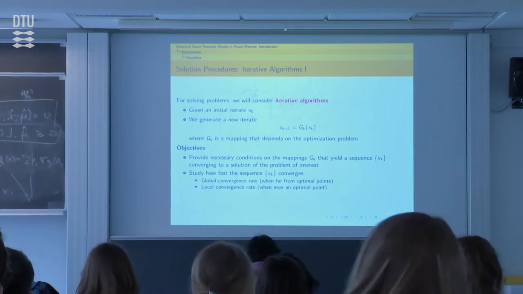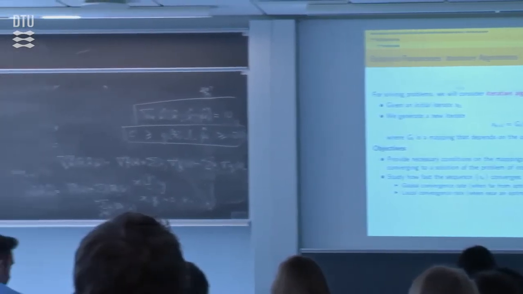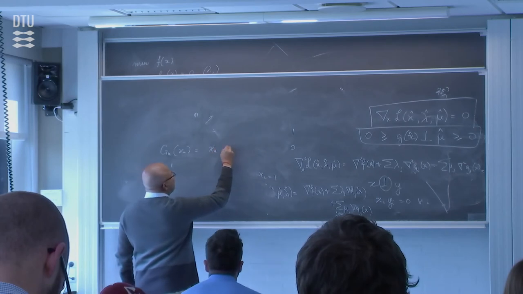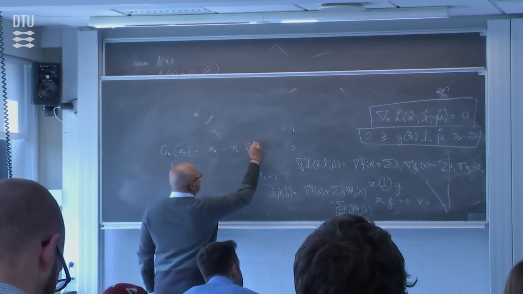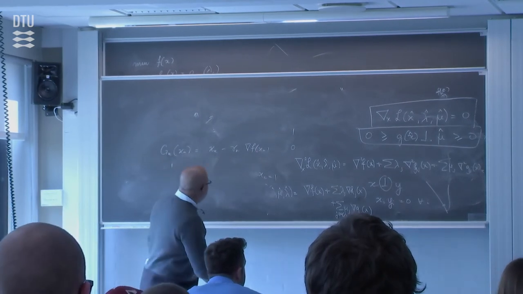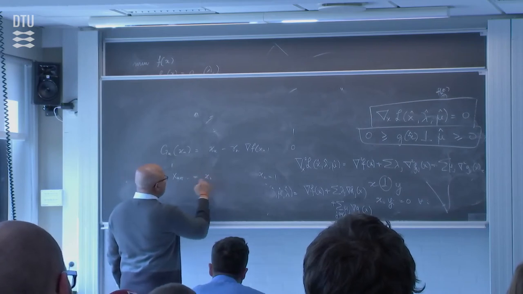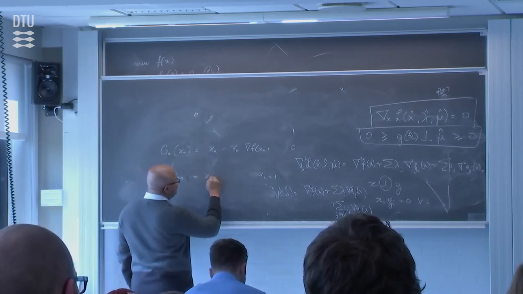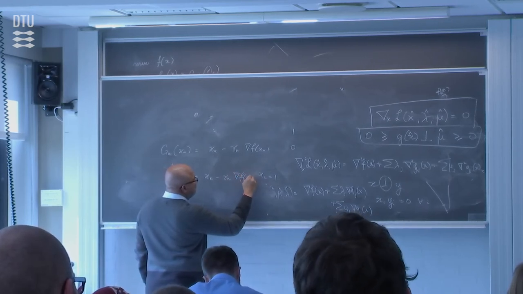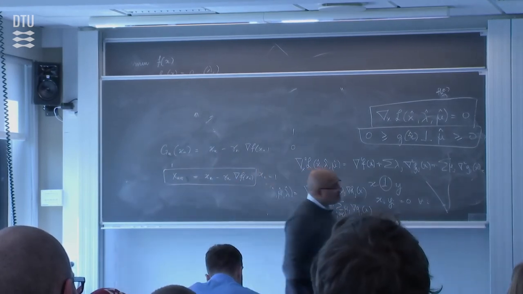if you remember, we talked about a gradient-based algorithm. So in that particular case, g_k of x_k would be equal to x_k minus gamma_k gradient of f of x_k, where gamma_k is some step length. So in that case, the algorithm is x_{k+1} is assigned x_k minus gamma_k gradient of f of x_k. The colon is just to say that you assign it. Okay. So that's g_k of x_k.